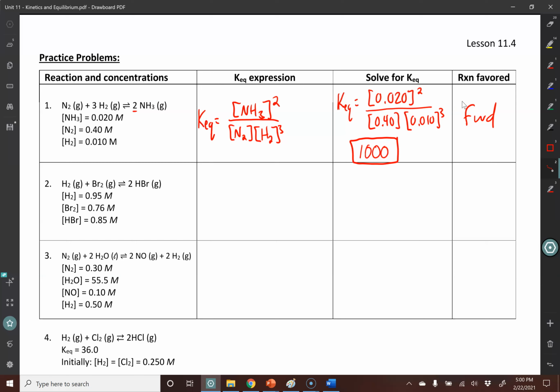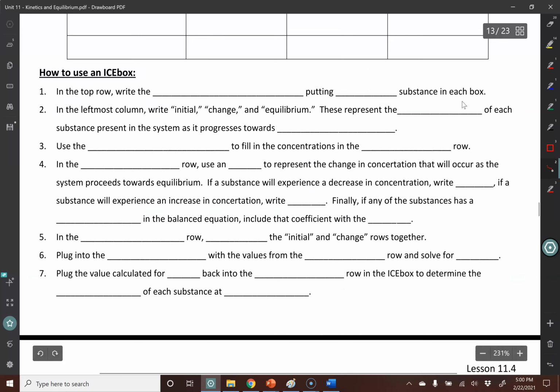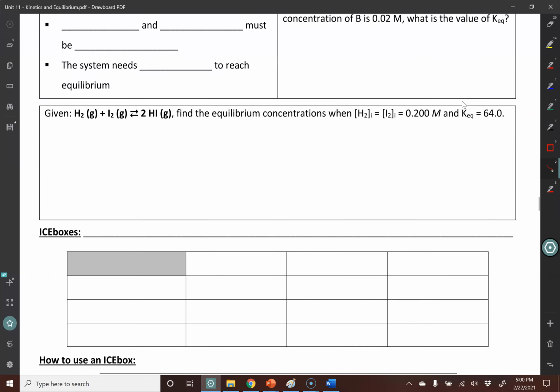I want to make things a little bit more involved. And I think it's easiest for me to stay in Drawboard instead of going back into the PDF, back into the PowerPoint. So let's scroll up and let's check out these ICEbox things.